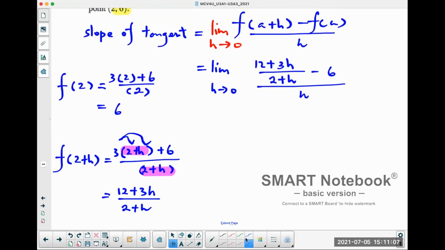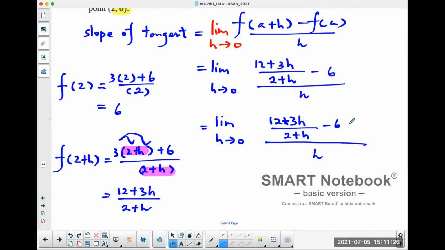So limit h approaches 0. I'll leave the h at the bottom. I'm not dealing with that yet. This is 12 plus 3h over 2 plus h minus 6. 6 what? Well, I have to make them a common denominator. So 2 plus h is the denominator. 2 plus h has to be multiplied in there as well. Okay, so now I have a common denominator. I can add and subtract the numerator.